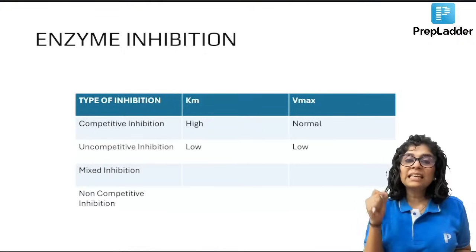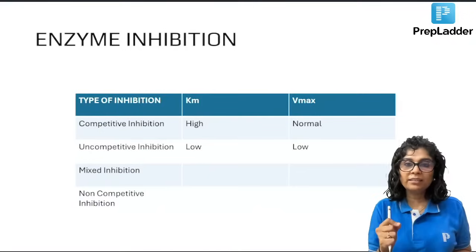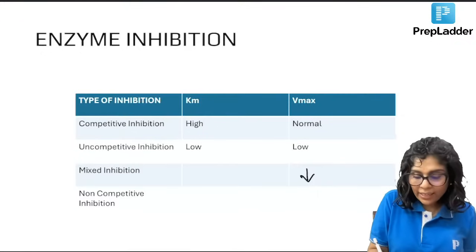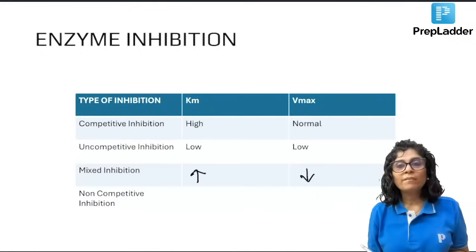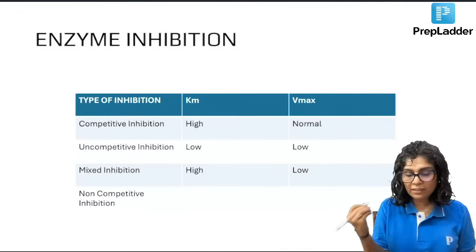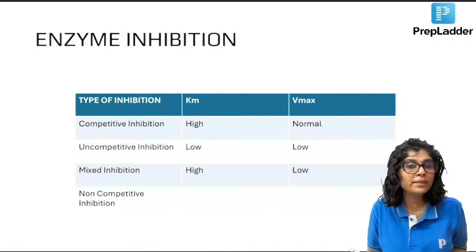But what happens in the presence of a mixed inhibitor? A mixed inhibitor reduces the Vmax and it increases the Km. Do you understand this? It reduces the Vmax and it increases the Km. That is about the effect of a mixed inhibitor.